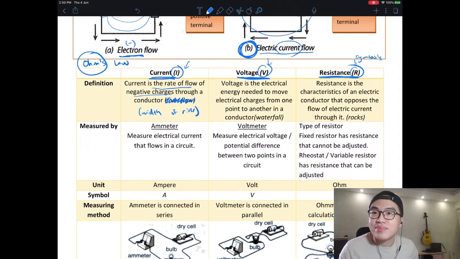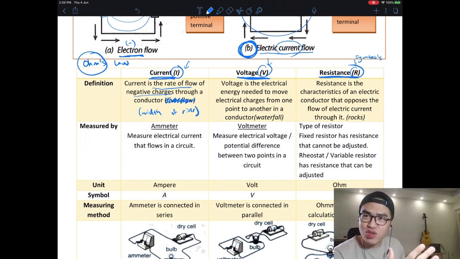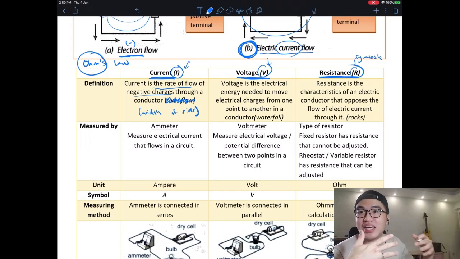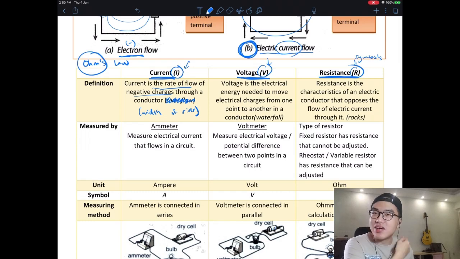Okay, in fact, English lesson: what is current? Current means the flow of something. Wow, the river current is very strong. Okay, that means the river is very wide. Very strong current, I'm sure you have heard of this. So this is the meaning of current.